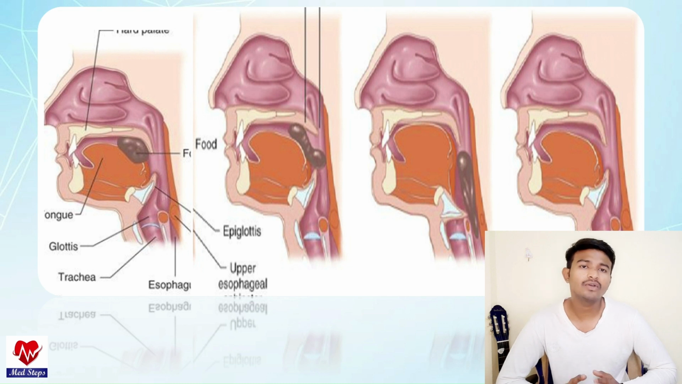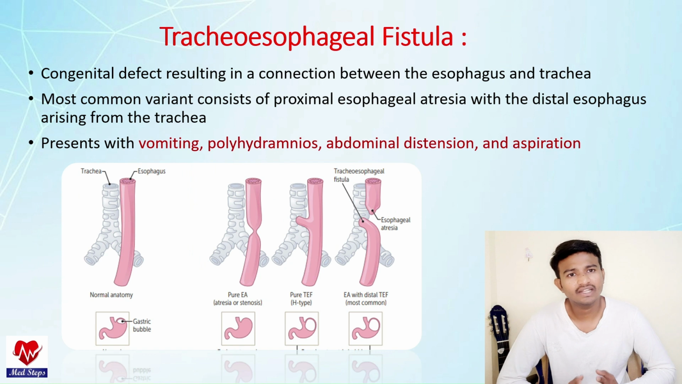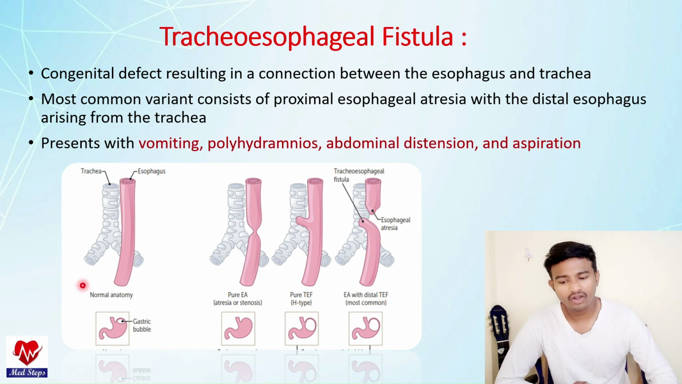First one, tracheoesophageal fistula. This is a congenital defect, a malformation of the trachea and esophagus, resulting in a connection between the esophagus and trachea. Here, if you see this picture, this is the normal anatomy of the trachea and esophagus. In tracheoesophageal fistula, what will happen? Some esophageal atresia will form.